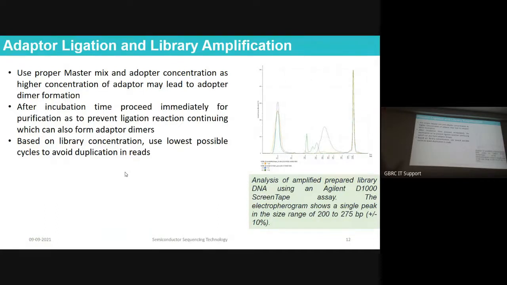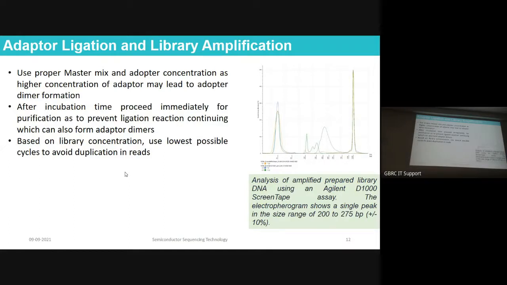After your library is taken out in a proper size, the next step is the adapter ligation and library amplification. Why do you do library amplification? Can anybody tell me in NGS? Why do you do library amplification? Always the target is so that we get a clear and distinct image of the sequence. So basically to increase your library concentration, that's the whole objective.